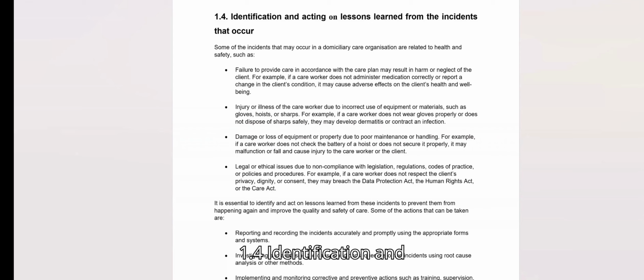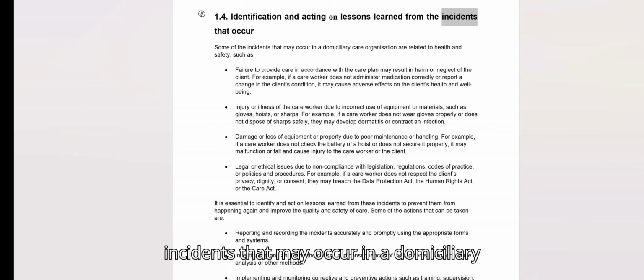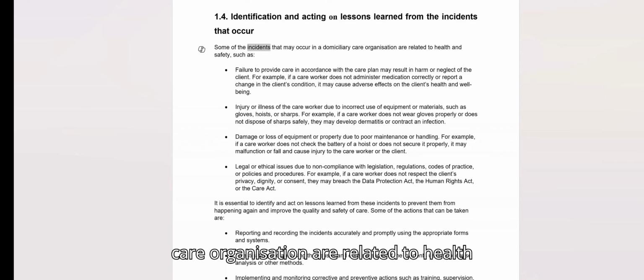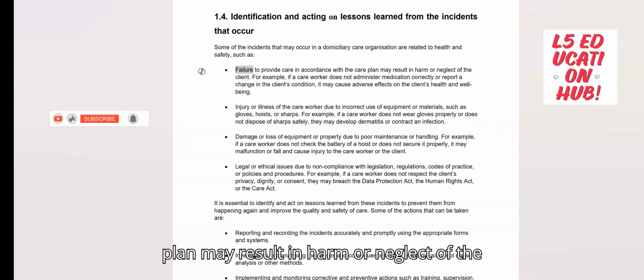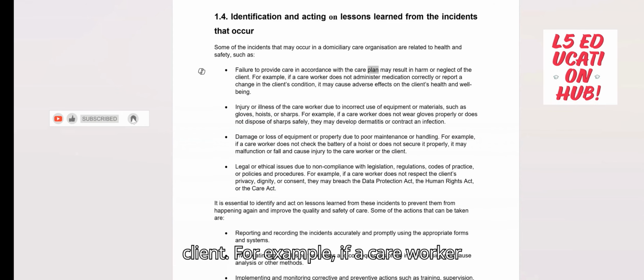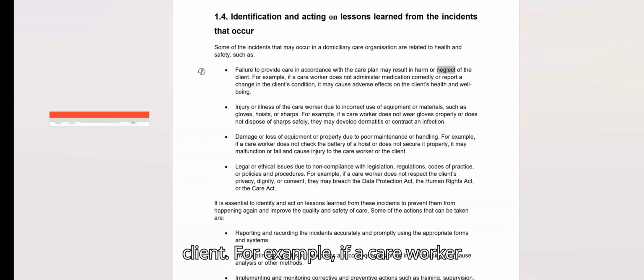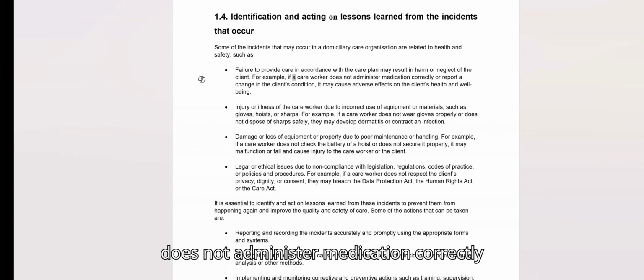1.4 Identification and acting on lessons learned from the incidents that occur. Some of the incidents that may occur in a domiciliary care organization are related to health and safety, such as failure to provide care in accordance with the care plan, which may result in harm or neglect of the client. For example, if a care worker does not administer medication correctly or report a change in the client's condition, it may cause adverse effects on the client's health and well-being.